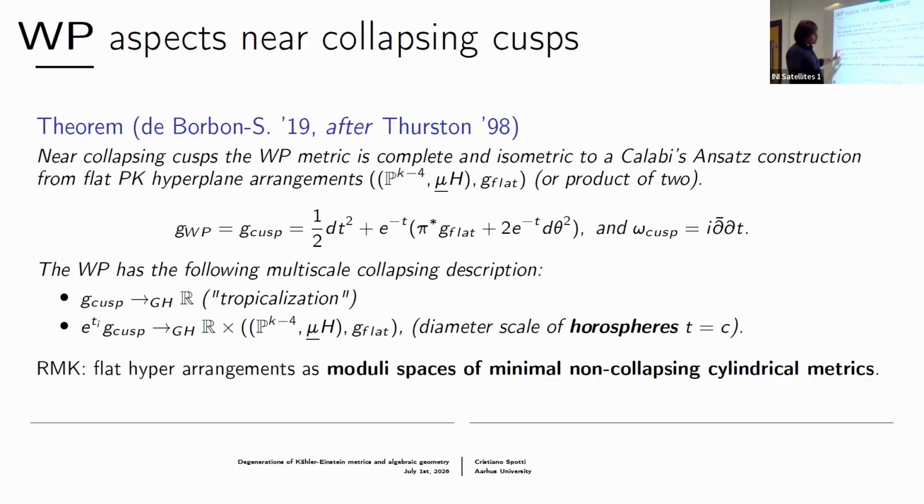So if you just don't scale, all these exponentials disappear, and you just go back to a real line. So if you go to the limit isometric near this cusp, the actual limit is just a one-dimensional line at this point. While if you rescale, you can see it still collapses, but you can make the flat hyperplane arrangement that builds up this metric emerge. And this can also be identified with the moduli space of the minimal non-collapsing cylinders in that situation.